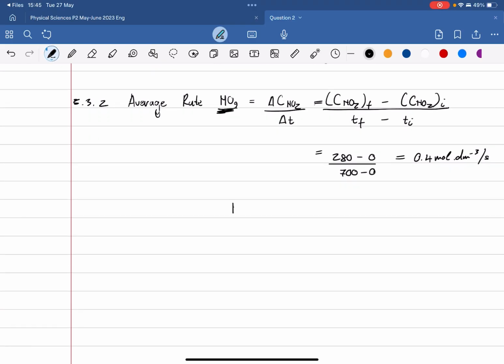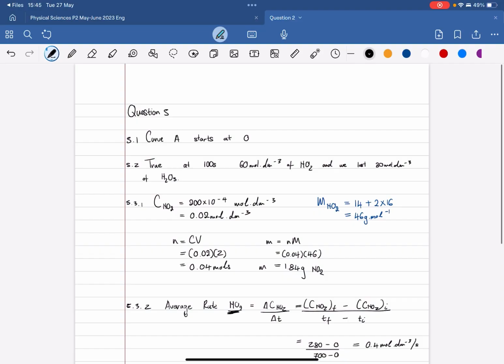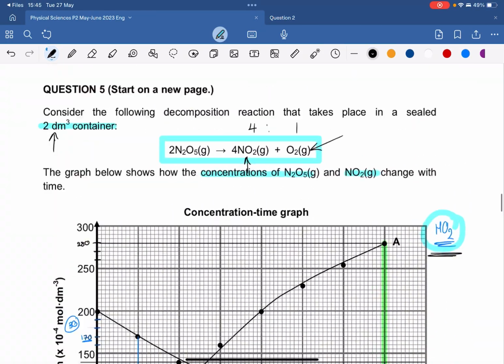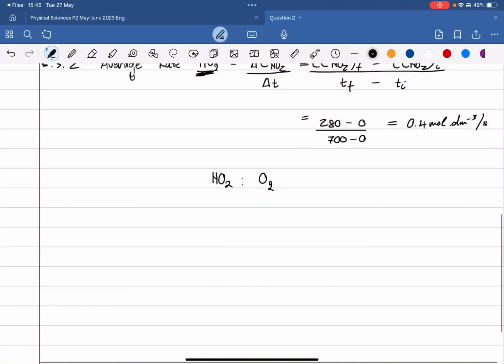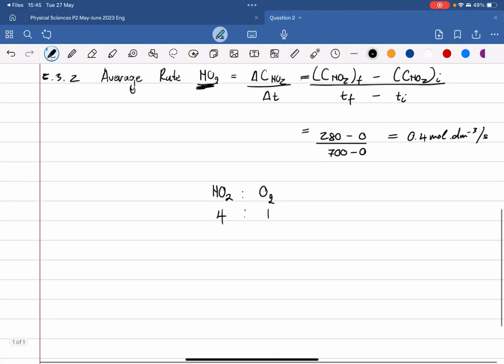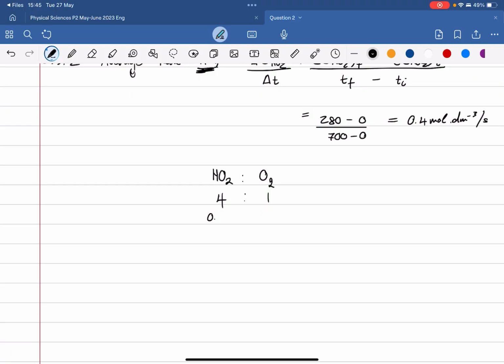NO2 to oxygen. Right, so if you go back to our chemical equation here, like I said earlier, there's a 4:1 relationship. So 4:1, right? So I already know my rate for my NO2 is 0.4, and what I'm looking for, I'm going to label it as X, is my rate for my oxygen gas.